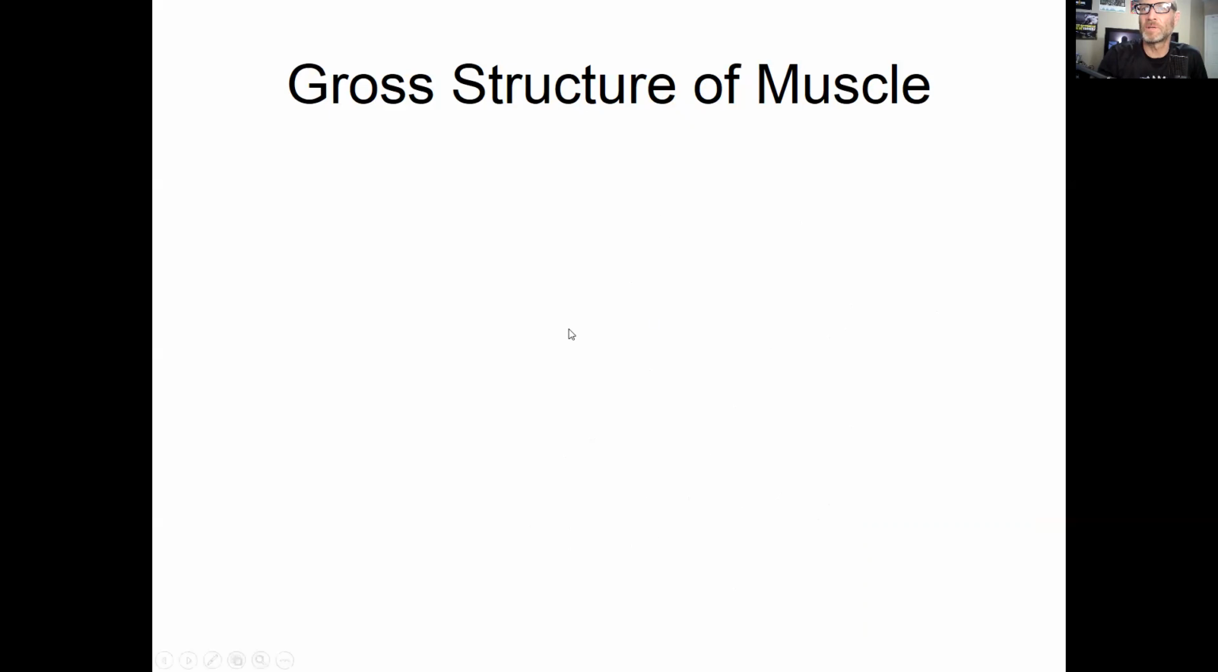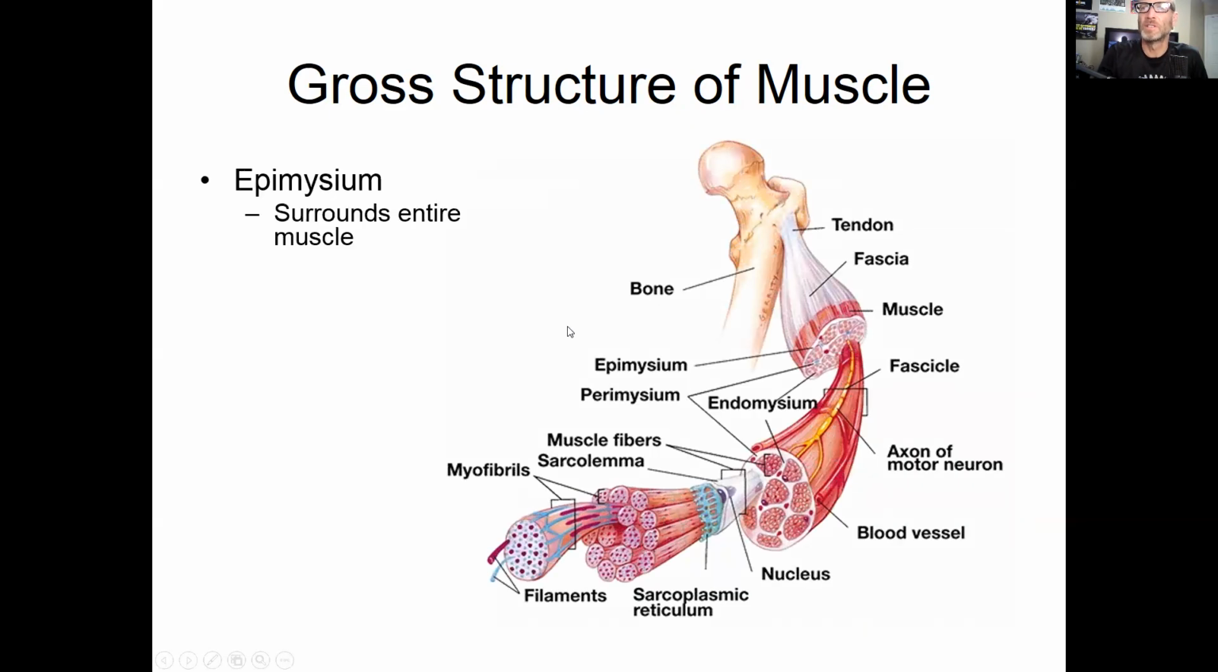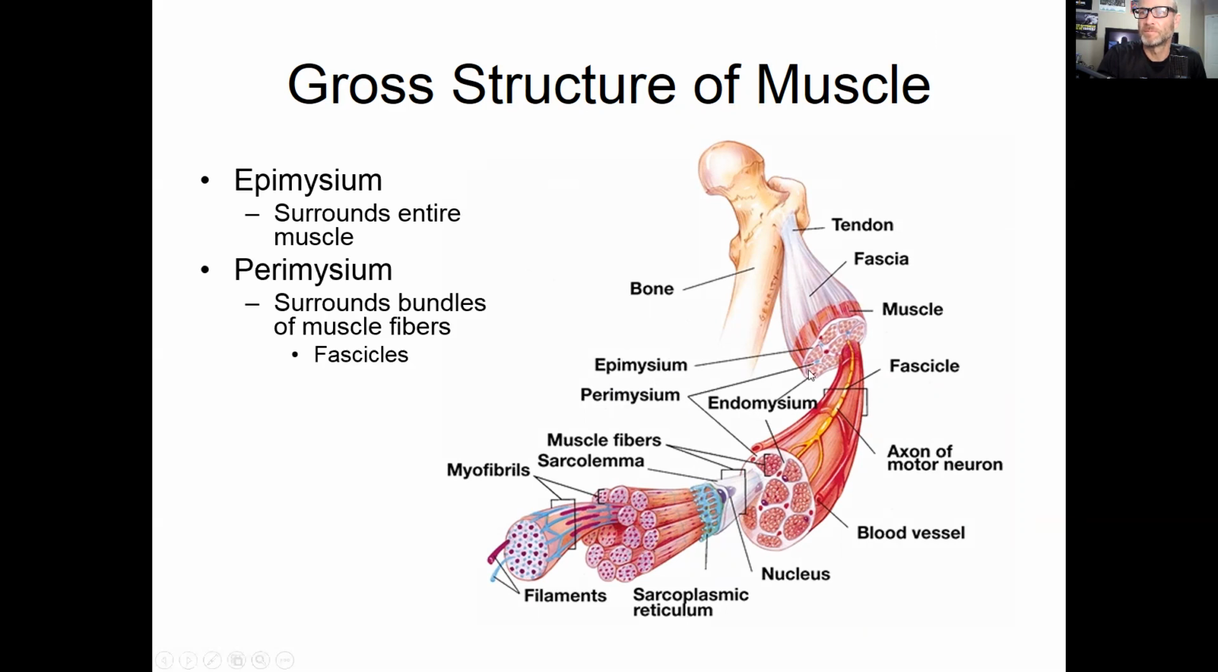So the gross structure of a muscle, this is just a picture out of a textbook. I'm just going to point out some of these structures. Epimysium is connective tissue that surrounds the entire muscle. And it's right here on the picture, this area here. Perimysium in here surrounds bundles of muscle fibers. So remember, that means bundles of muscle cells. These are called fascicles. Okay, so this is a fascicle right here, a fascicle being pulled out from within the muscle in terms of the drawing. And then endomysium, the connective tissue in here that surrounds individual muscle fibers. So this is all connective tissue.